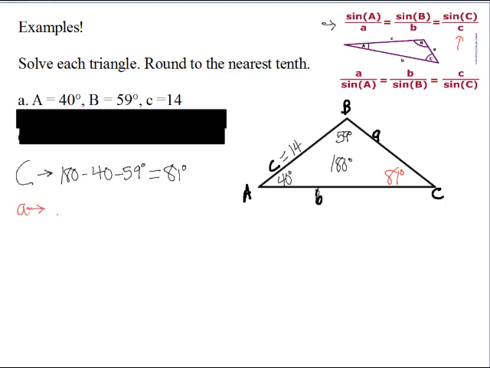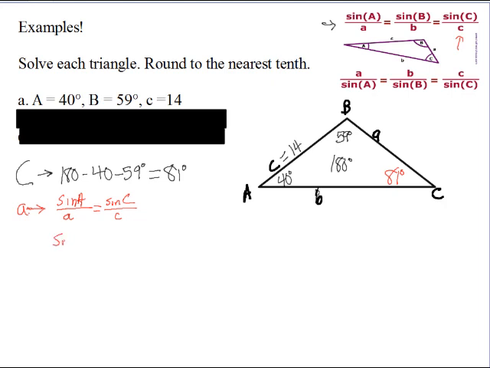To solve for little a, we need to do sine of big A divided by little a, which is equal to sine of big C over little c. I'm using little c because they gave me that. And I'm using A just because A comes before B. But we know big A, we know big C, and we know little c, and we need three out of the four because we're about to cross multiply. So plug in what you know.